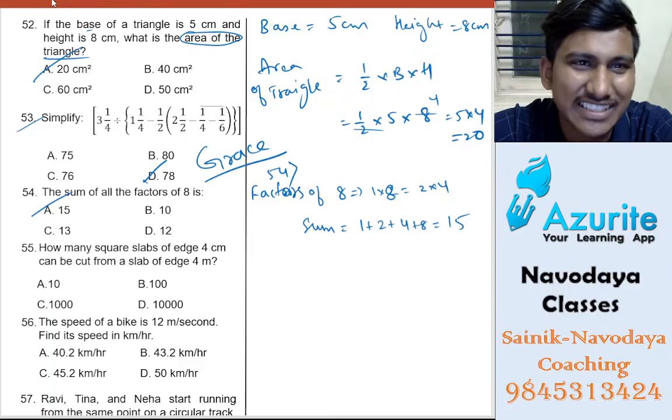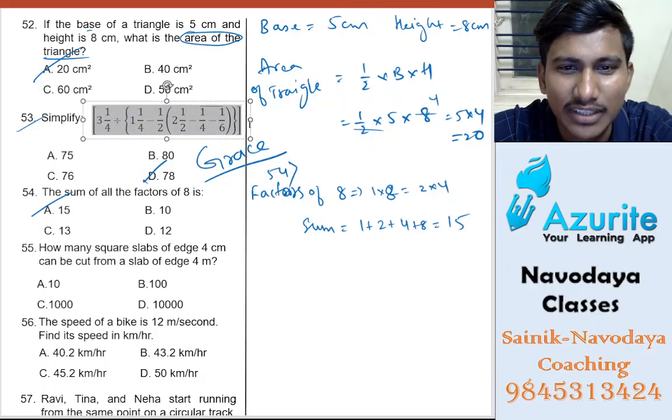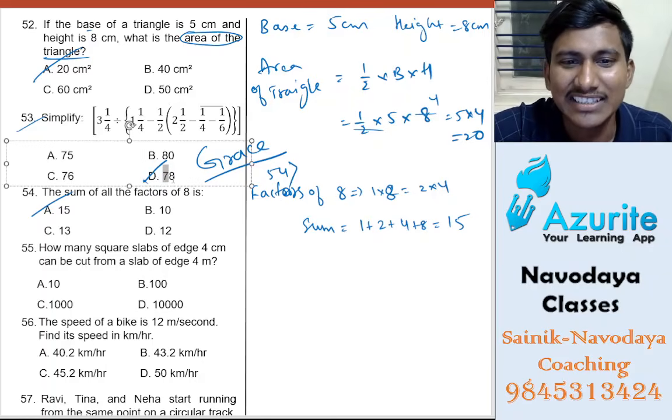That is 53, it is a grace. That will not come for Navodaya. Division of fraction will not come. Leave it. Okay. So next answer will be 78. If you have solved it correctly, that's very good.